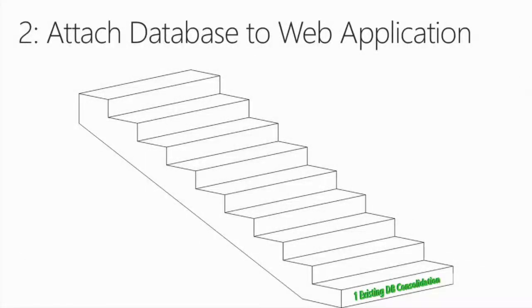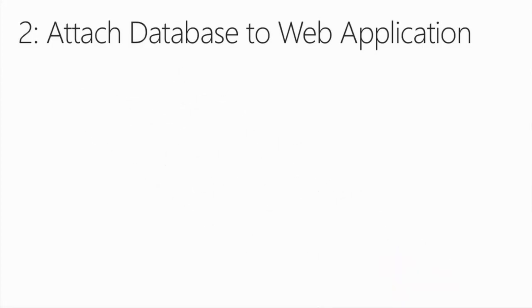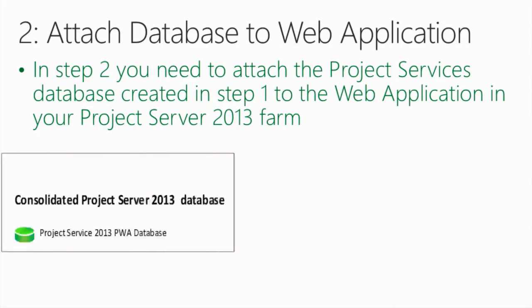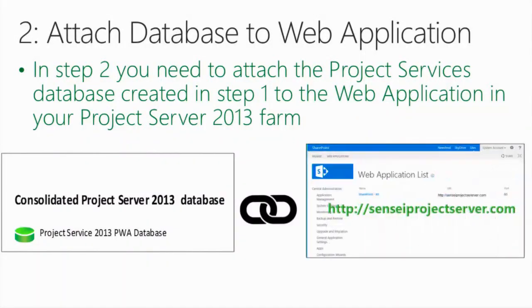So let's go to our second step. What we do in the second step is we attach a database to the web application itself. So you need to attach the project services database that we just created in step 1 to the web application in your server farm. It's already set up there. Your farm's already set up at this point. So there's our database, and we're going to attach that over to the web application in the farm.